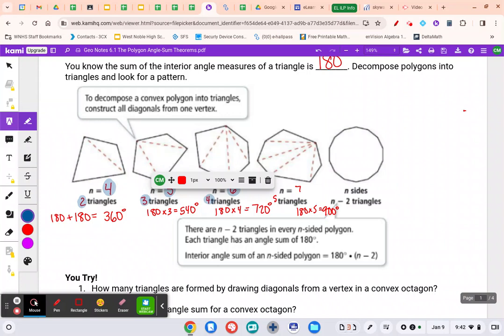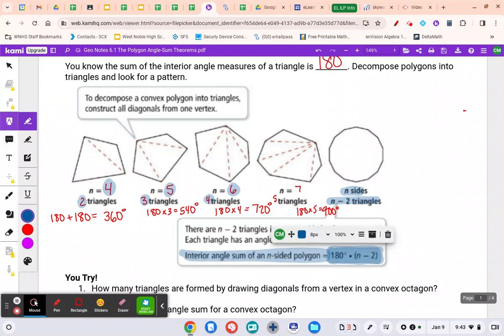So if you have an n amount of sides, any number, that's what that stands for, amount of sides, you just subtract that by 2 and then multiply it by 180, and you get how many degrees are total in your polygon. So we have a formula here. I would highlight this. If you have your manila folder from last semester, I would write that down. There are n minus 2 triangles in every n-sided polygon. Each triangle has a sum of 180 degrees. So the interior angle sum of an n-sided polygon is this formula.